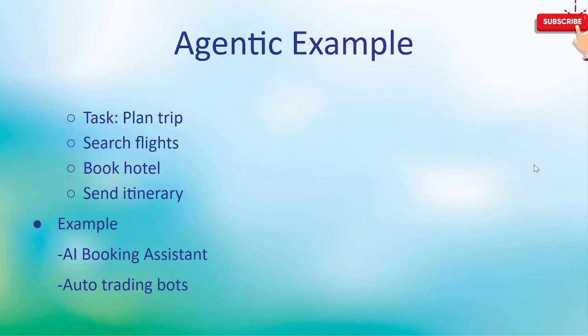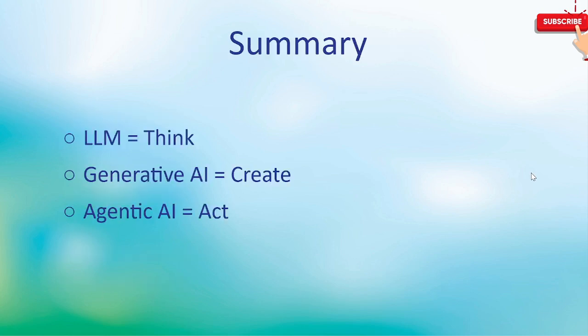It works like this. First, it understands your goal, then it makes a plan, then it uses a tool, then it executes the task, and finally it gives you the result. So to summarize this, LLM writes, generative AI creates, agentic AI acts. I hope you will never be confused again.